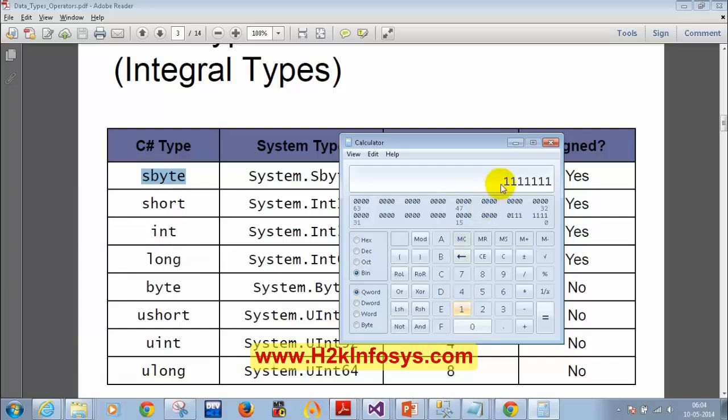1, 2, 3, 4, 5, 6, 7. So I'm not adding the 8th bit, because the first bit is used for storing whether the number is positive or negative. So that is used for storing the sign. So now when I convert to decimal, I'll get 127.